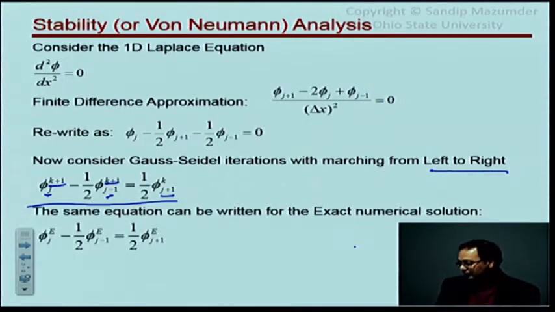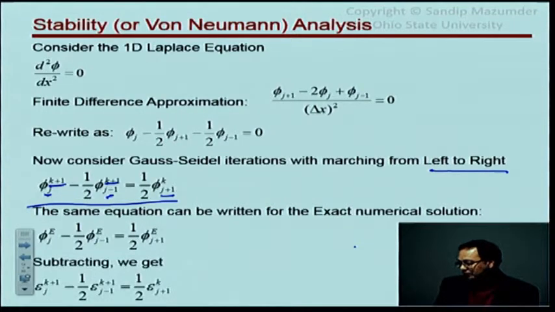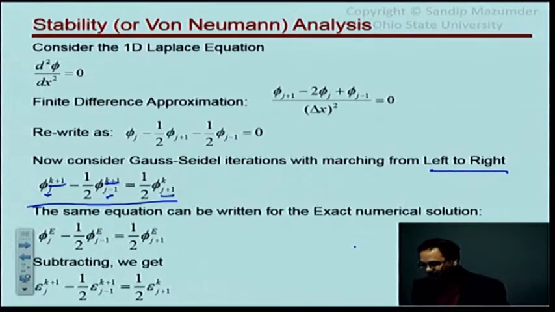The exact solution will also satisfy the same equation, so we can write that equation. We subtract one from the other and we get our equation for the error. Okay, so epsilon_j^(k+1) minus half epsilon_(j-1)^(k+1), and then on the right hand side we have epsilon_(j+1)^k.